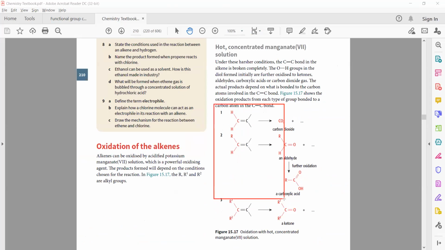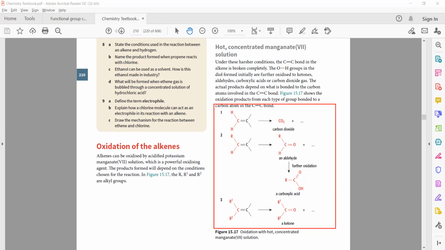What I want you to do is look at these examples over here, because this one is slightly more complicated. This one's not as simple as I'm going to add something to the double bond and it's going to form one product. What you're going to do is actually break the double bond and form multiple products. And what product you form depends on what you start with. So you've got to go and analyze that.